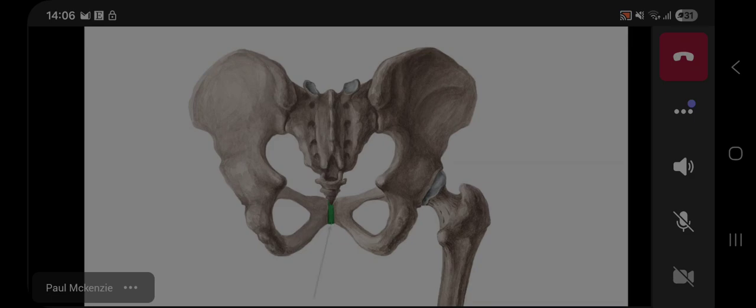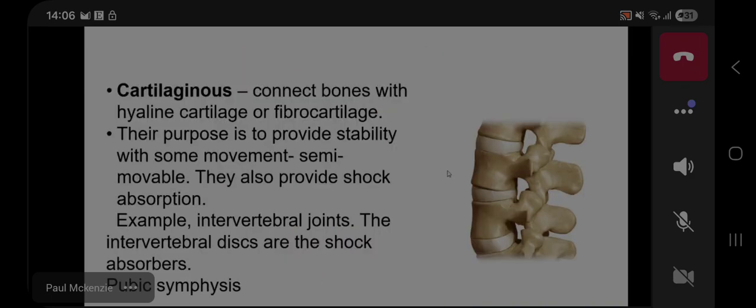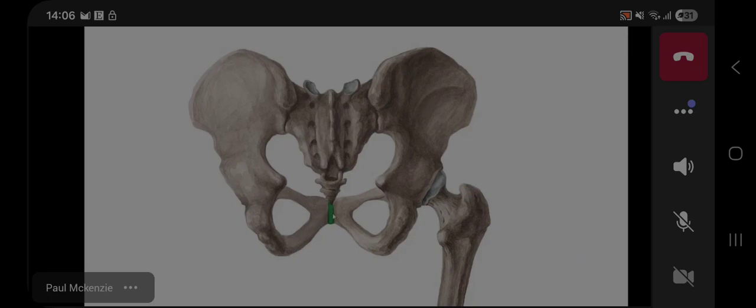What I want to point out is this green bit, and this is your pubic symphysis. That's a bit of cartilage, and it sits between the pubic bones. Here is another example of a cartilaginous semi-movable joint. So in the previous slide, you had the intervertebral discs, and here's another example, the pubic symphysis. Mostly cartilage that sits between the bones is going to form a semi-movable cartilaginous joint.